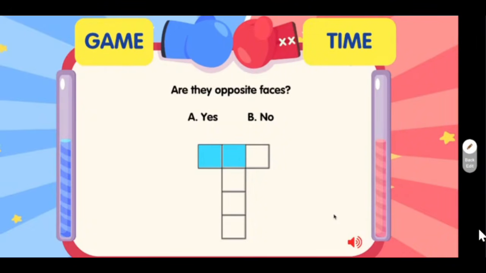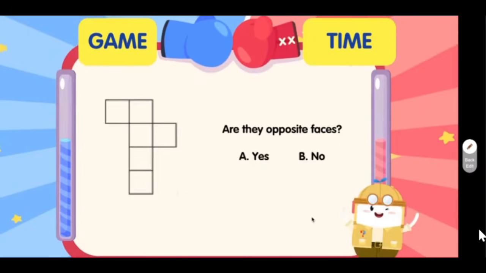No, right? Because you can see, for opposite faces, are they I shape or Z shape? No. Okay, this time, are they opposite faces? Yes or no? Yes. Okay, you can also tell me, are they I shape or Z shape? I shape, right? Okay, then this time, are they opposite faces, A or B?